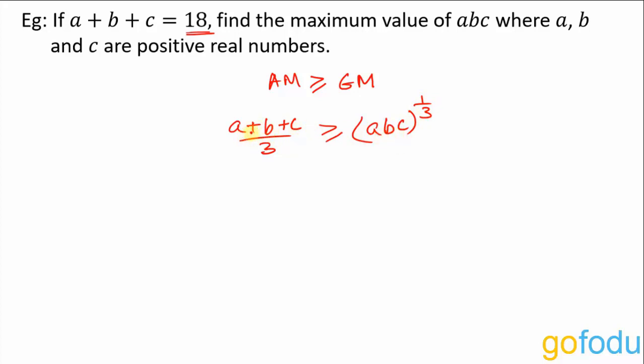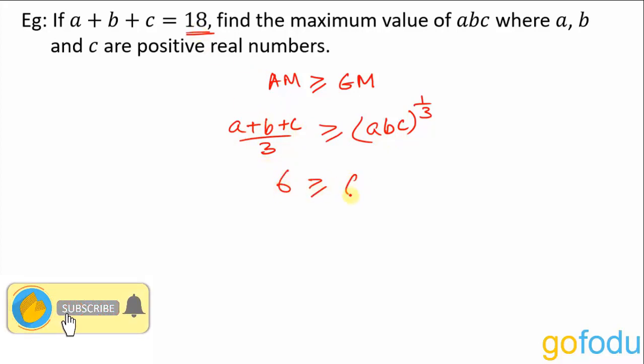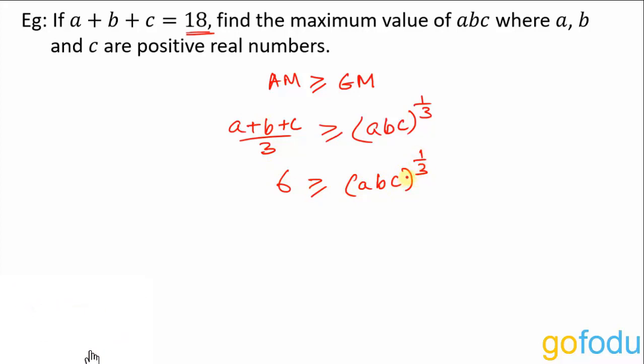So AM is A plus B plus C, that is 18. 18 upon 3 is 6, which will be greater than or equal to (ABC) raised to 1 by 3. On cubing both the sides, why am I cubing? To get rid of this 1 by 3. On cubing both the sides, I will get 216 on the left hand side and ABC on the right hand side. So the maximum value of ABC is 216.